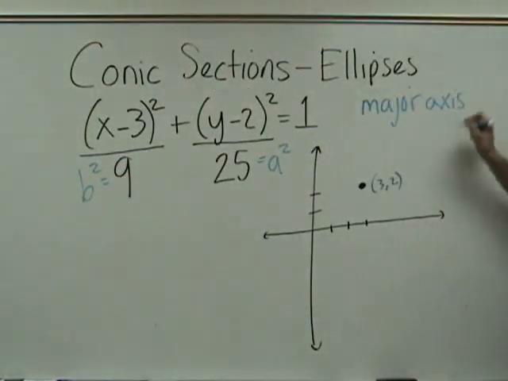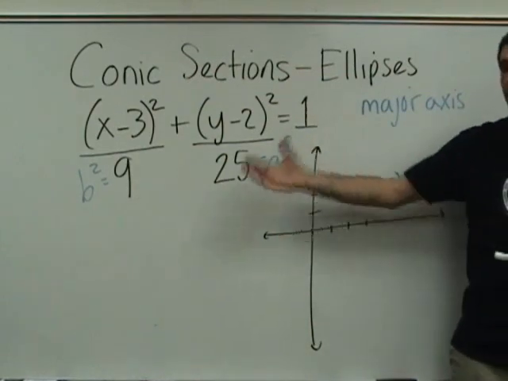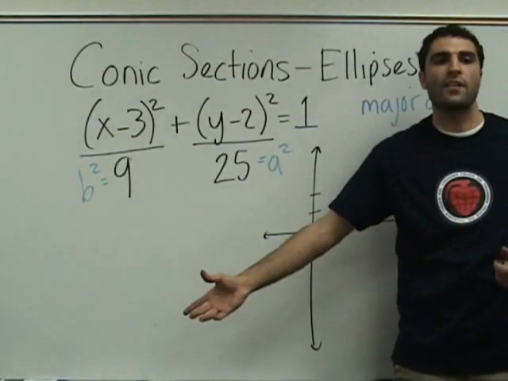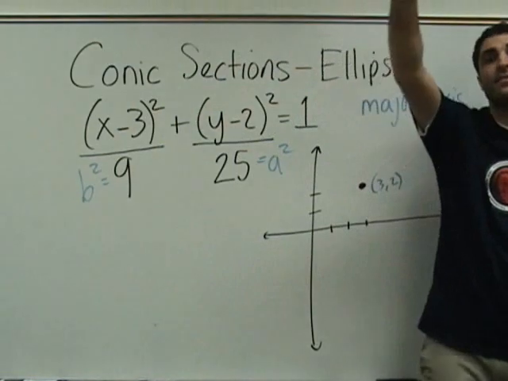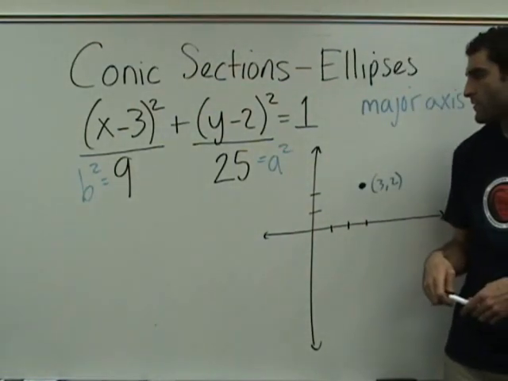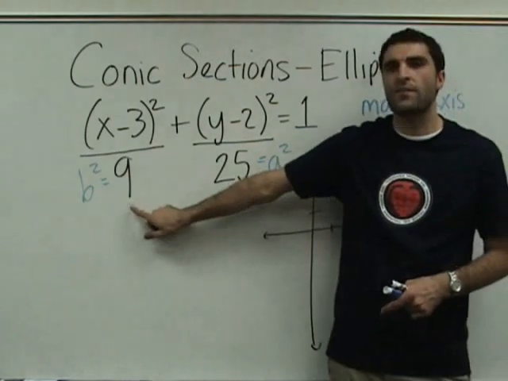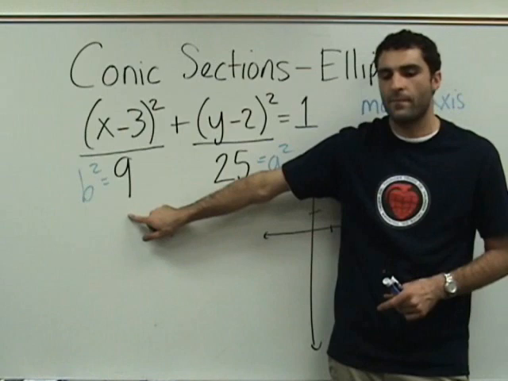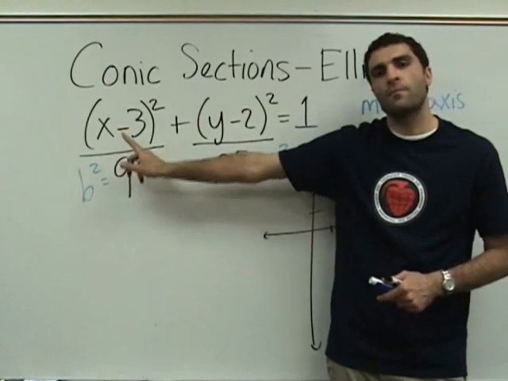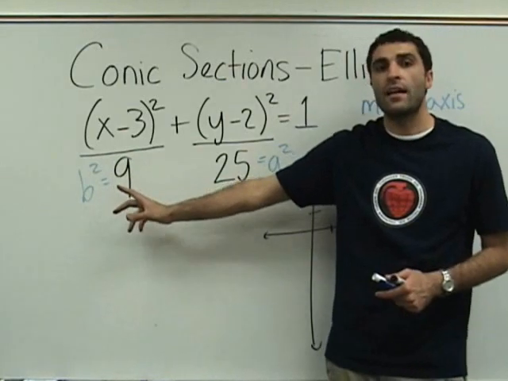Okay. So we have major axis and minor axis. Let's do it. How far up and down are we going? How far left and right are we going? I think we're going to go left and right 3. How do we know that? The number under x. And x is a left-right thing. So we're going to go left and right 3.